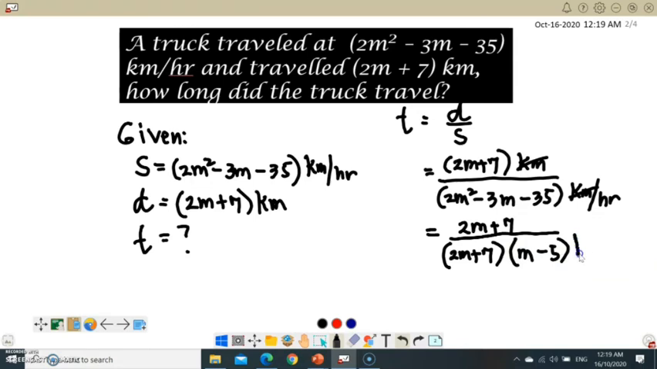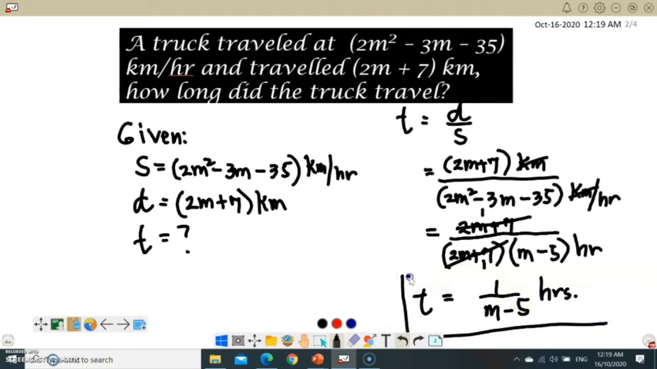Don't forget the unit, hour. So we cancel 2m plus 7 and 2m plus 7. What is left here is 1 and what's left here is 1. So time now is equal to 1 over 1 multiplied by m minus 5. It's m minus 5. Don't forget the units, hours. So our time now is equal to 1 over m minus 5 hours. So as simple as that.